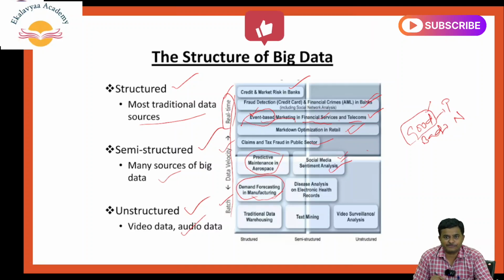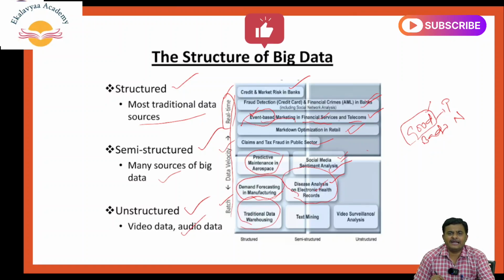And then disease analysis on electronic health records, that is maintaining the health logs of a patient in a database. It helps to analyze the disease of the patient, that is, it correlates with the relevant data and identifies the analysis based on the health records. And the last one is traditional data warehousing, that simply stores the data, which was earlier called data warehousing. It simply stores large volumes of data.